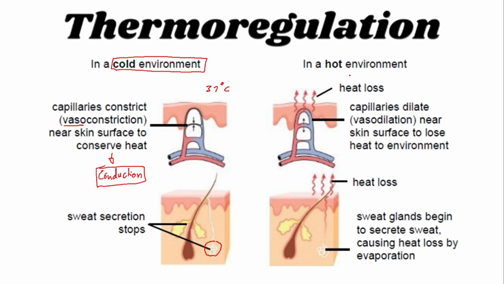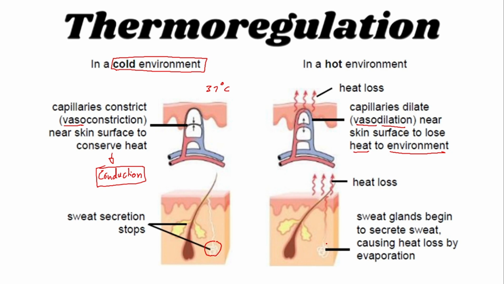Now, what happens if it's very hot? Okay, so obviously then your body is on fire and you want to now get rid of the heat. Okay, so what will happen to your blood vessels? Your capillaries will dilate, so that's vasodilation, near the skin surface to lose heat to the environment. Okay, so now your body will try to lose as much heat as possible. And how does it do that? So it involves the sweat glands. So your sweat glands will begin to secrete sweat.